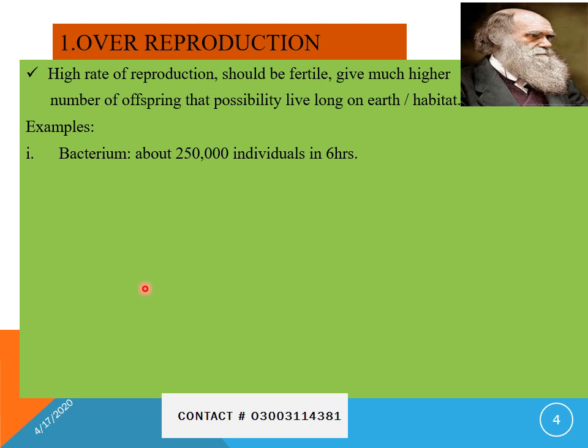You can see examples of this theory. Bacteria have the ability to produce about 250,000 individuals in 6 hours. If all these organisms survived on the earth, other organisms could not sustain. That's why there is a possibility that a few organisms die and a few survive.